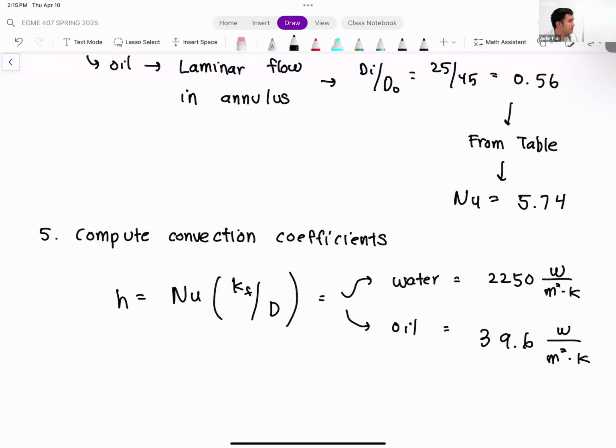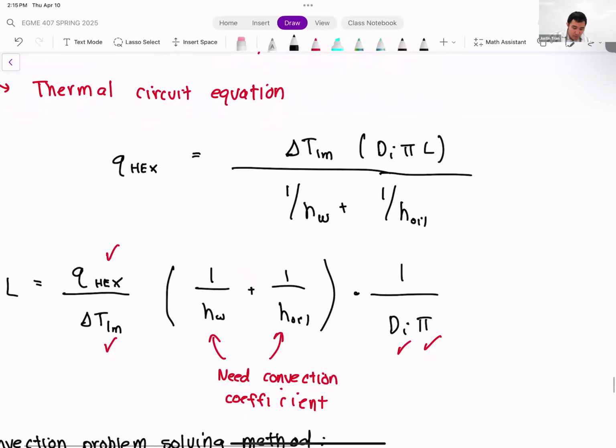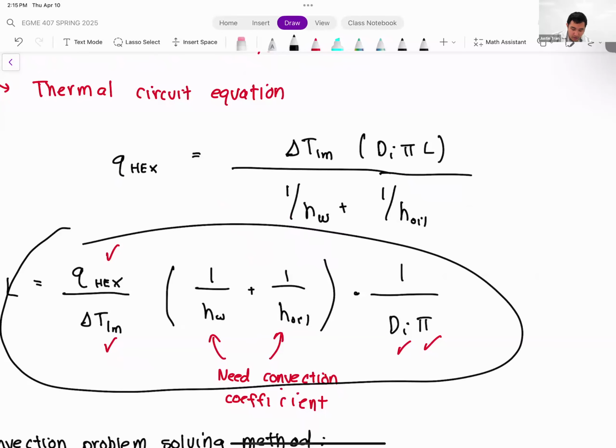Yes, the hydraulic diameter. So make sure whenever you have an annulus flow, you use the hydraulic diameter. So now that you have all this, we have everything we need. And if we come back up here, we can compute everything here for L.